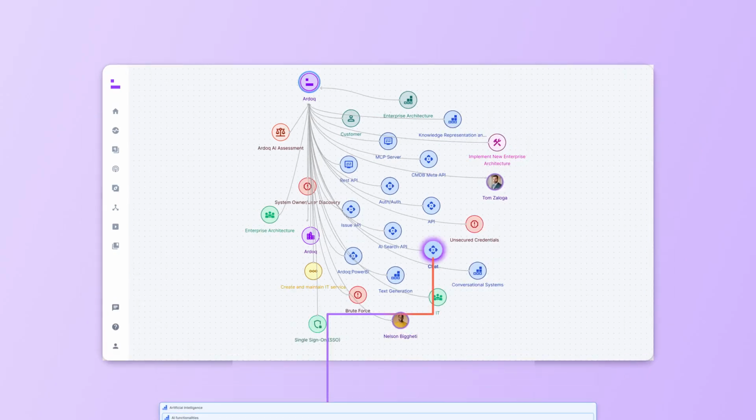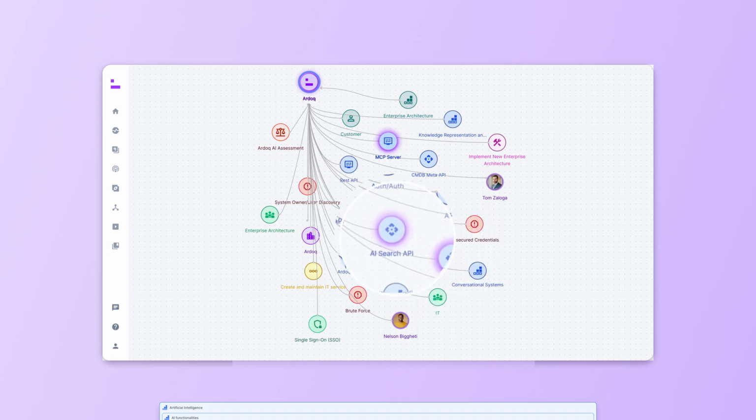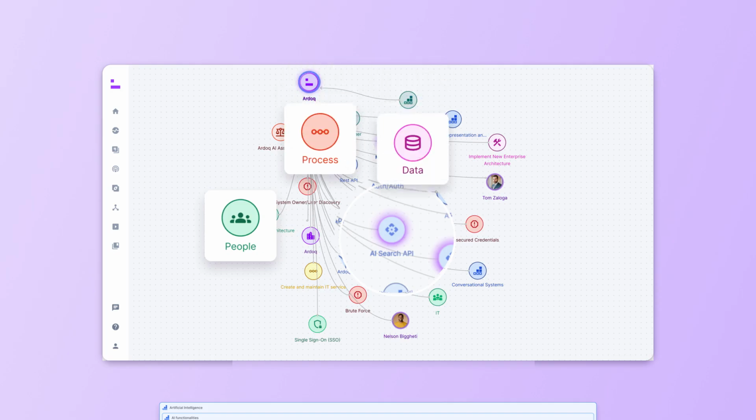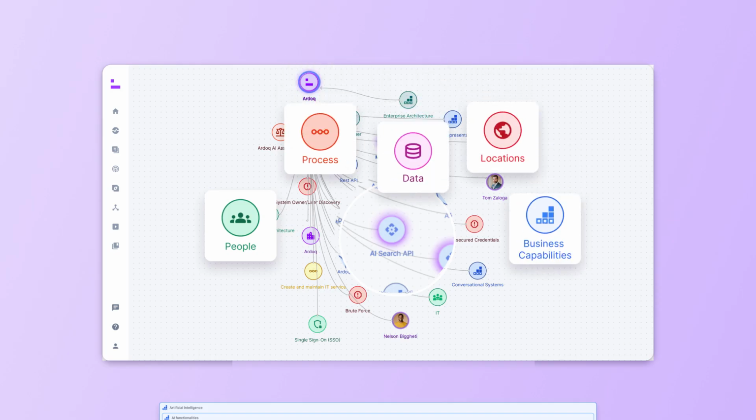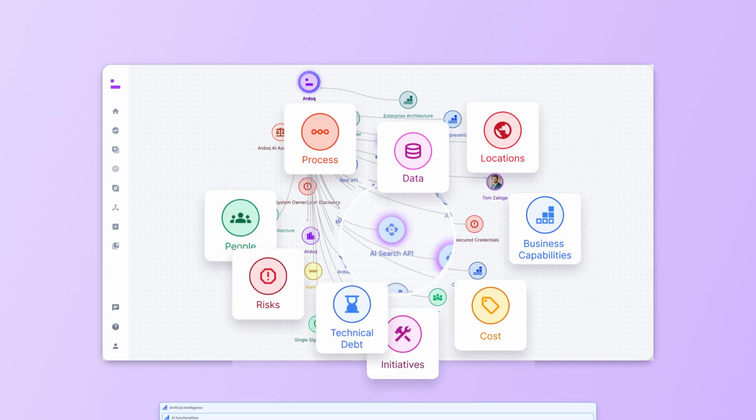Marking your software components as AI systems opens up a wide range of potential insights. Because our approach to AI is not simply a bolt-on, but is integral to the existing meta model, you can view everything you have in your repository from an AI perspective, and all your AI systems from the many perspectives you already have: people, process, data, location, business capabilities, costs, initiatives, technical debt, and risks. So how does this look in practice?